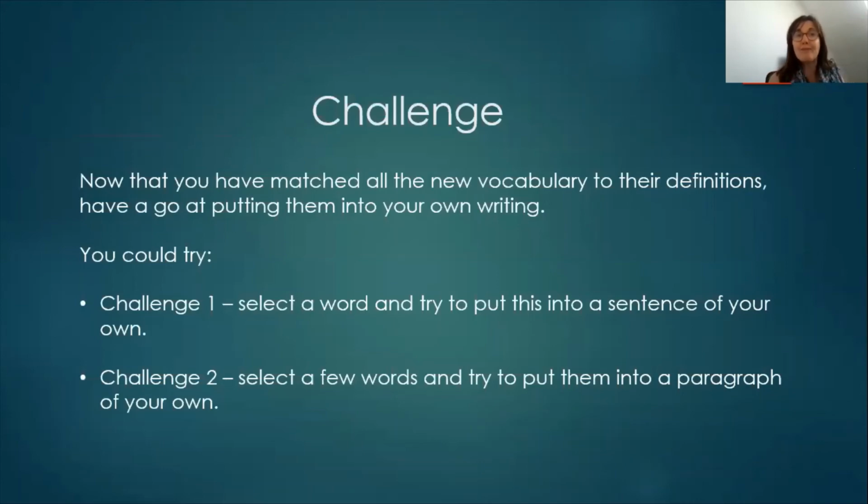Now for your challenge. Now that you've matched all the new vocabulary to their correct definitions, have a go at writing some sentences or writing your own paragraph using those words. So you could try challenge 1. Choose a few of the words and write a sentence for each. Try and use the narrative style as if you're writing a story, and that will help prepare you for when you do your writing and your story at the end of this unit. Or you could choose a few of the words and try and put them into a paragraph of your own. Again, try and use the narrative writing style.